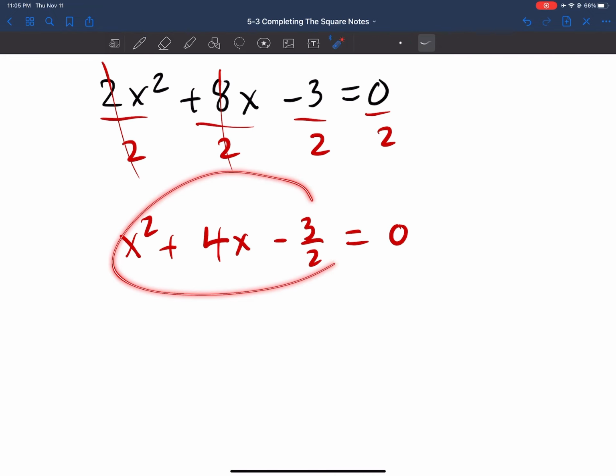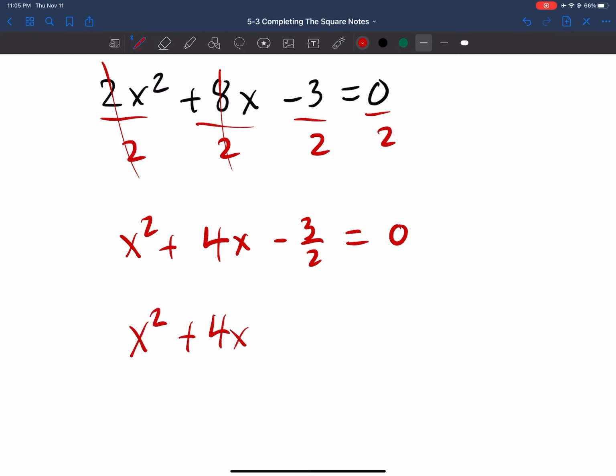This is not a perfect square trinomial. I'm not even going to try to see if this is factorable. Instead, move this -3 halves out of the way. And we have x squared plus 4x, and we're going to add something to this. We don't know what it is yet. Equals, add 3 halves to both sides. We have 3 halves on this side, plus something.